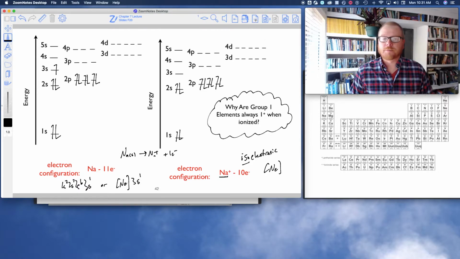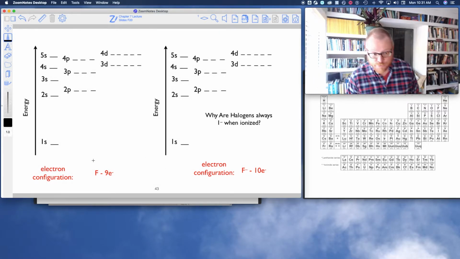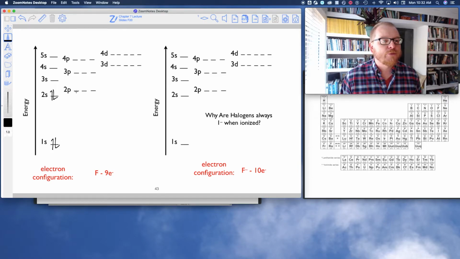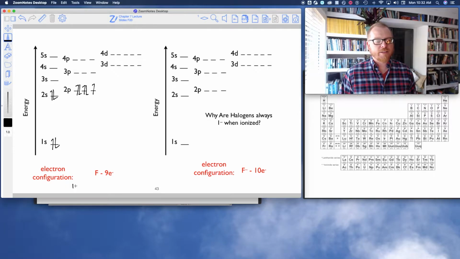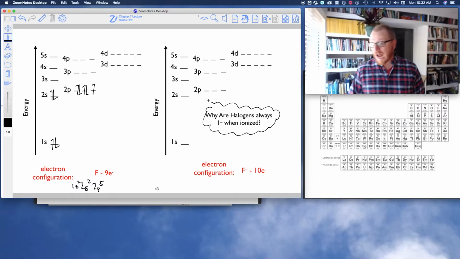Okay, moving forward. So now what about the halogens? What about fluorine? Okay, so here's fluorine. So let's do its configuration. So it has 9 electrons. 1, 2, 3, 4, 5, 6, 7, 8, 9. Okay, so that's 1s2, 2s2, 2p5.